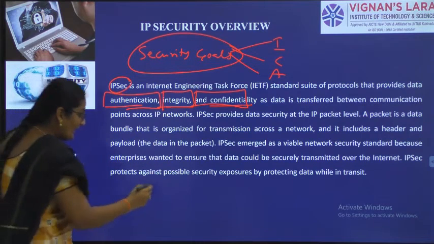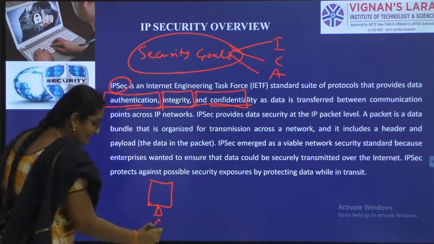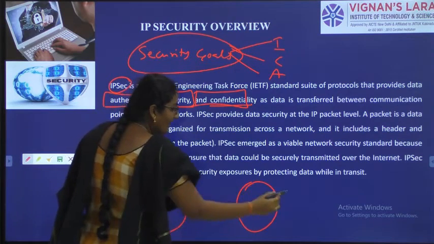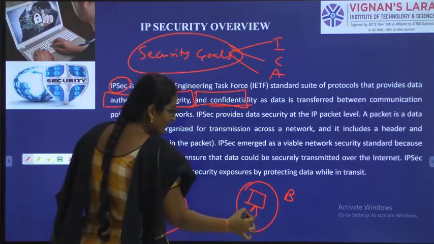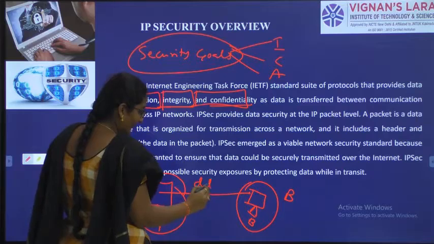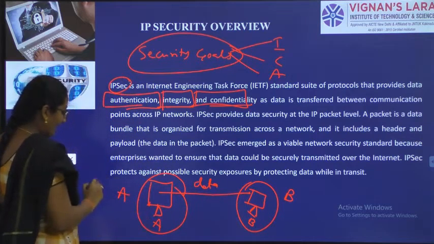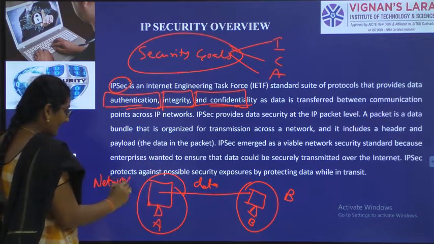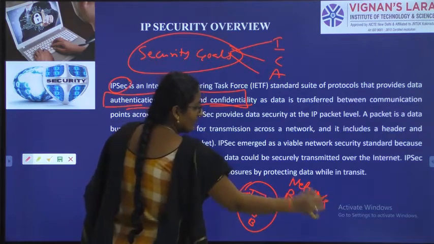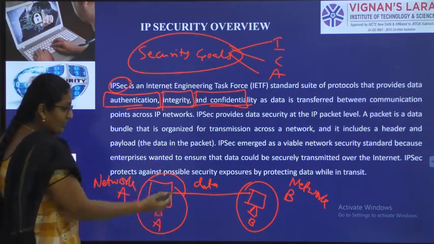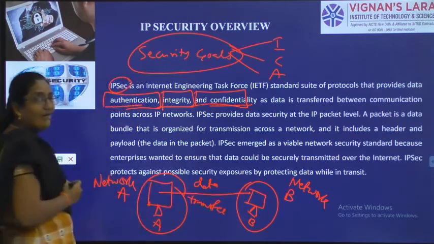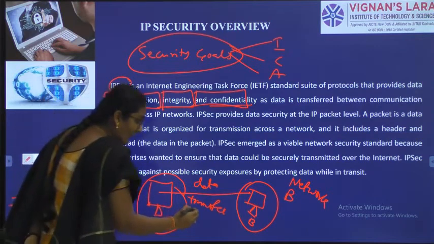What I wanted to tell you is, I have system A in network A and system B in network B. Now A wants to transfer data to B. A is a system in network A. B is a system in network B. Now A wants to transfer the data to B. How will it transfer? It will transfer in the form of packets.